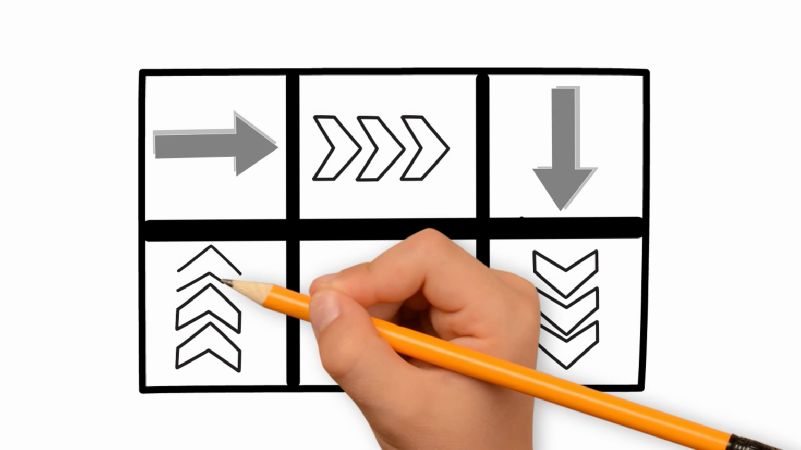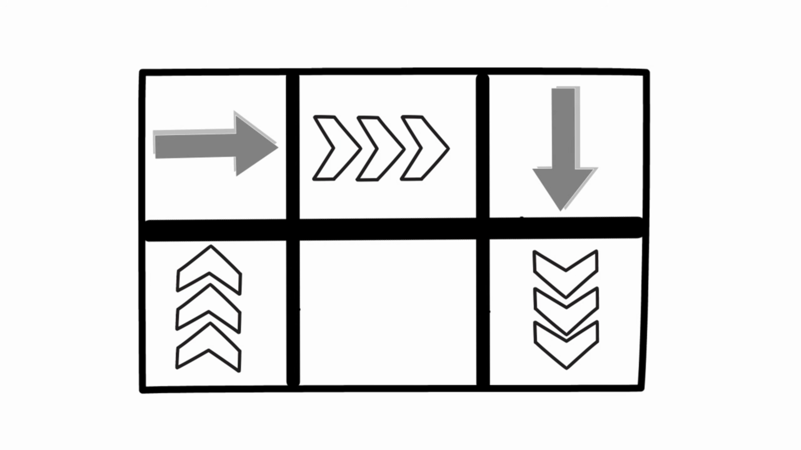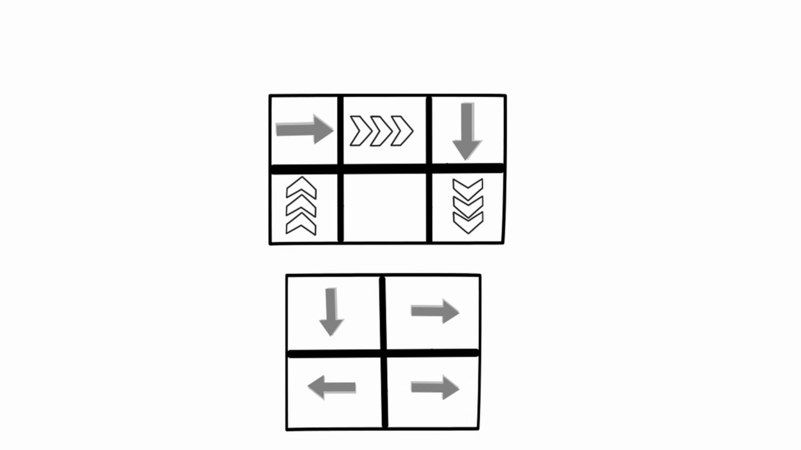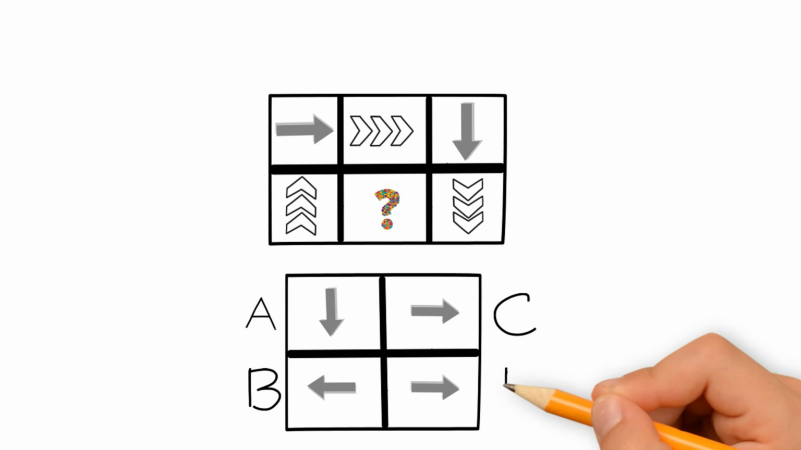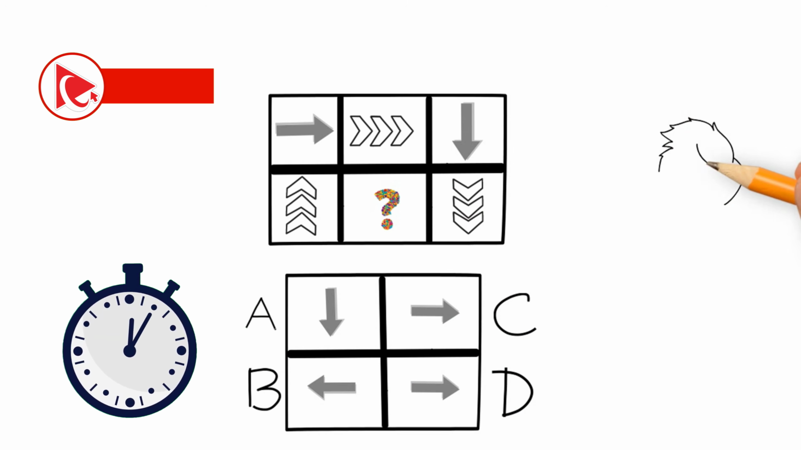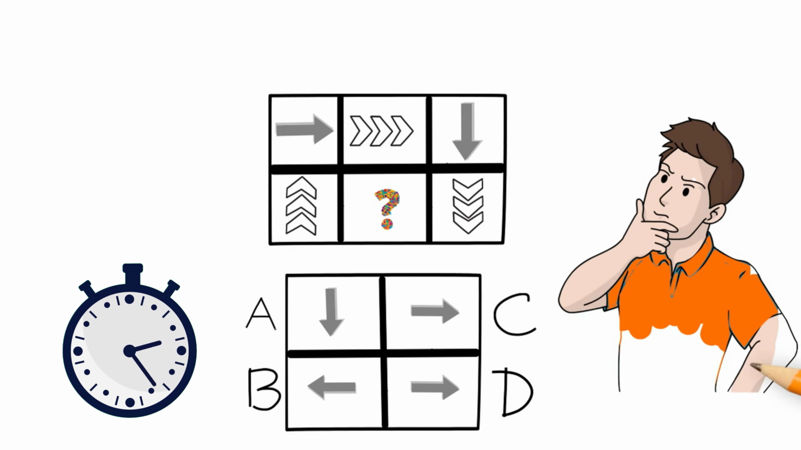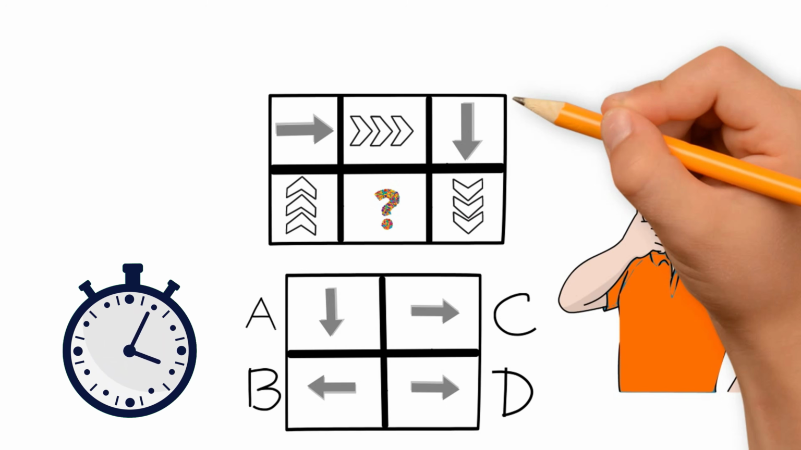5 shapes are present, and 1 shape is missing. You're presented with 4 different choices to identify the missing shape, which is highlighted by the question mark. You have choices A, B, C, and D. Give yourself 10 to 15 seconds to see if you can identify the right answer. Did you figure out the correct answer?